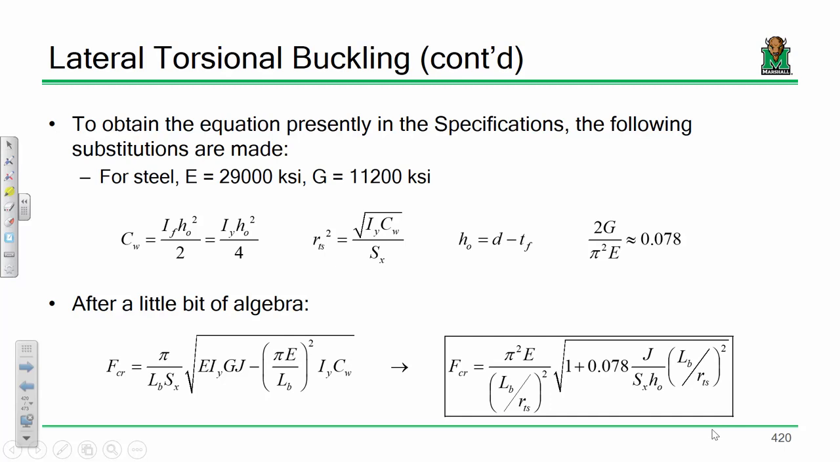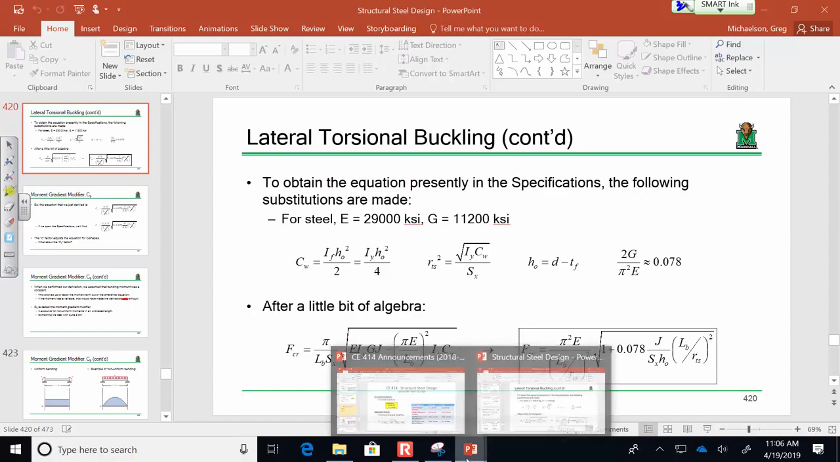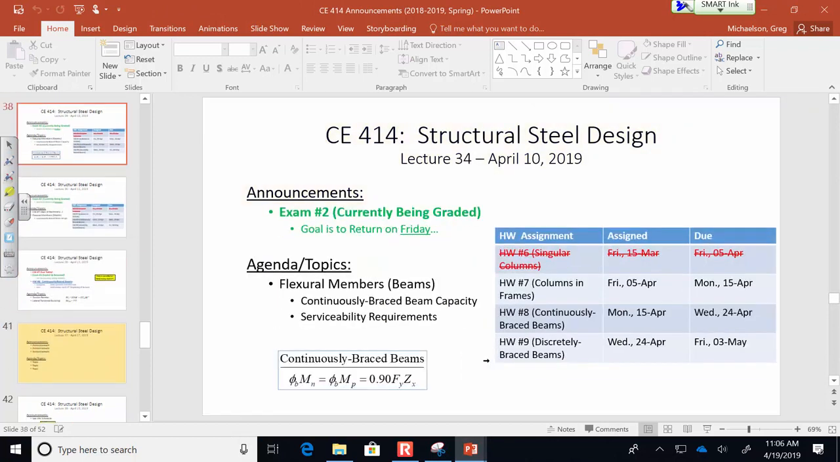Okay. So, if you have a beam that's continuously braced, what is its moment capacity? I hope you can answer that because you have homework on it. Come on. If you have a beam that has LB is 0, what is its MN? I'm going to show you this... It's MP, the plastic moment.